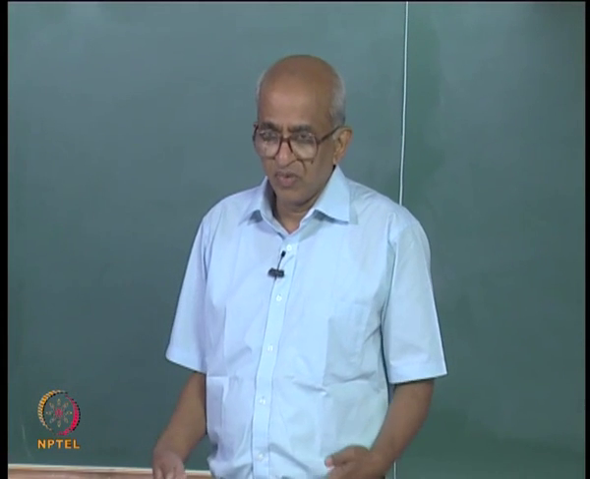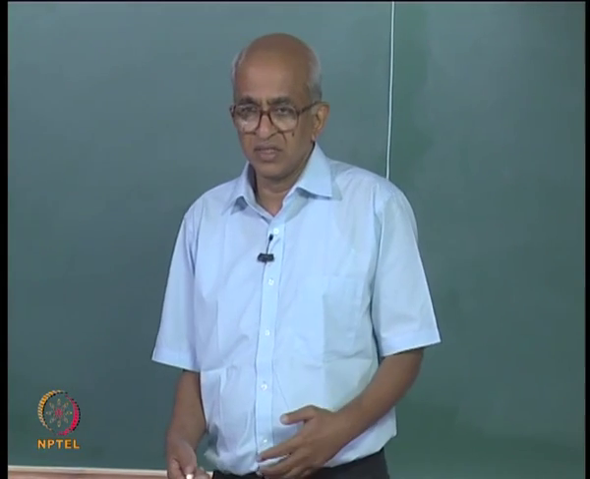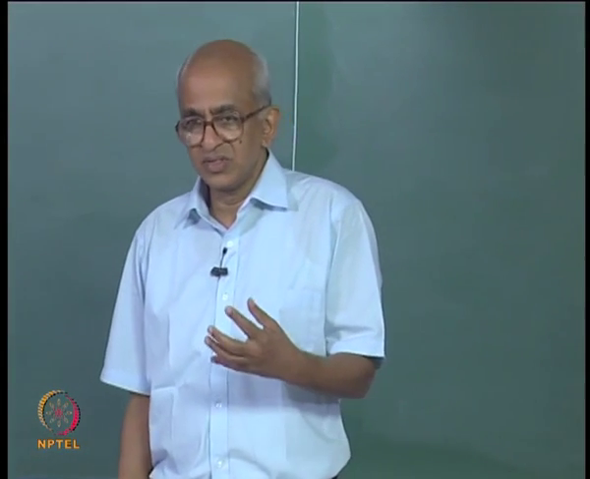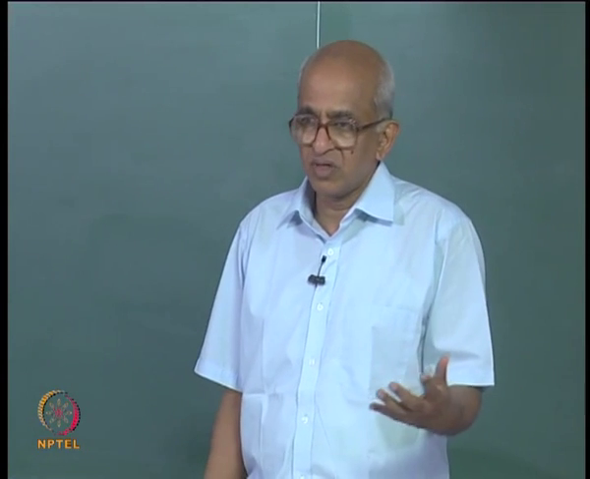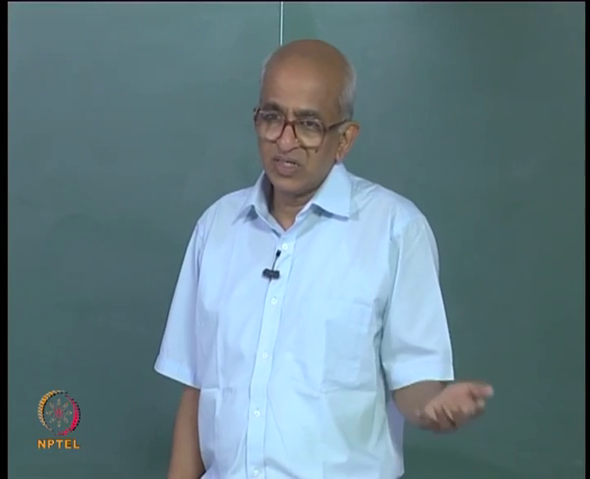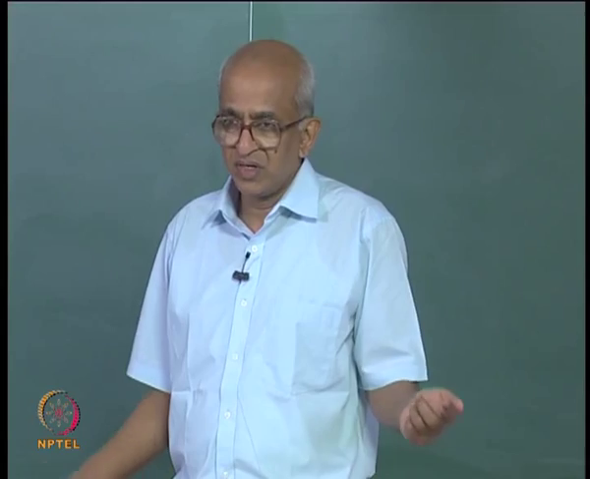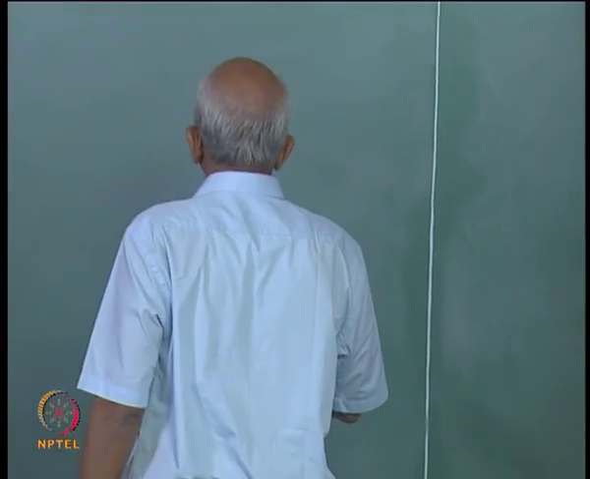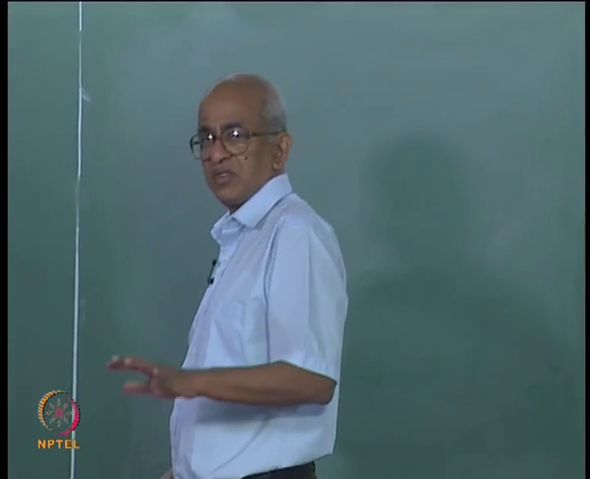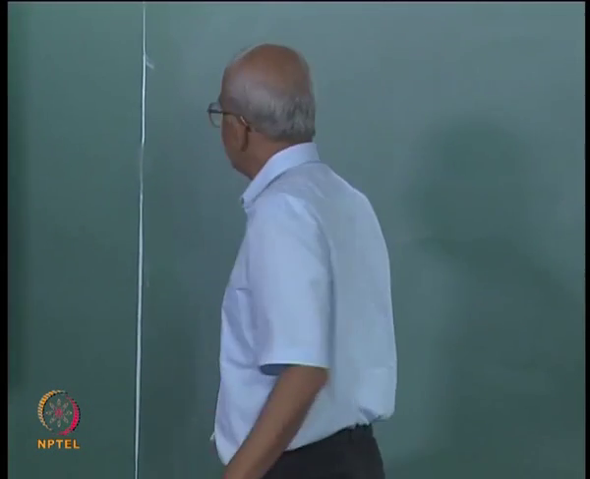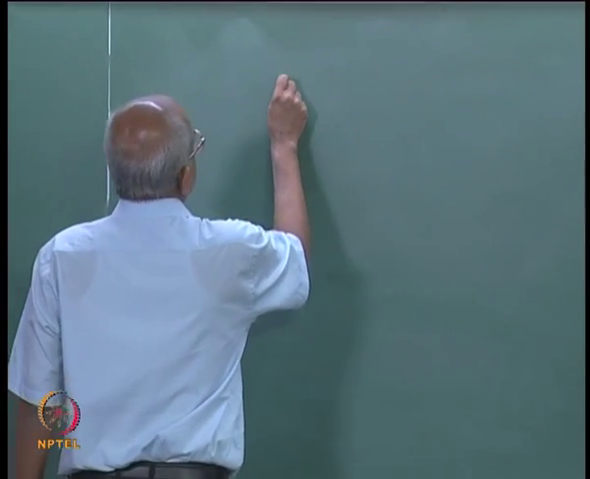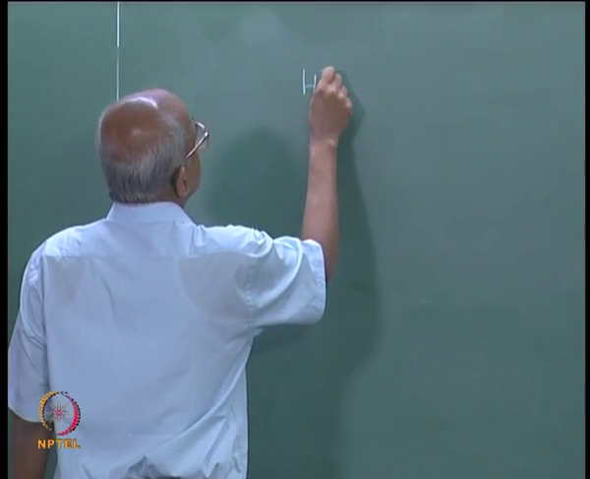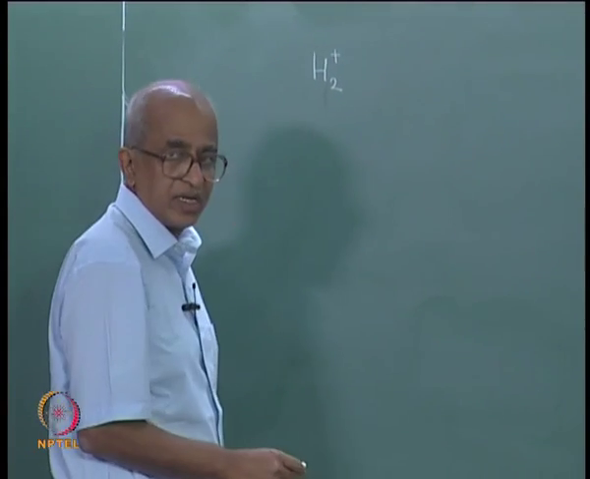I am going to talk about another application of the variation method, and this time it is to a system which has a chemical bond. As you know, chemists are most interested in chemical bonds. So, we want to understand chemical bonds. So, the system that I am going to consider is the simplest possible system where there is a chemical bond, and that is actually the system which is referred to as H2 plus, the hydrogen molecular ion.